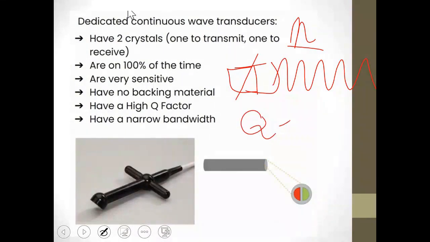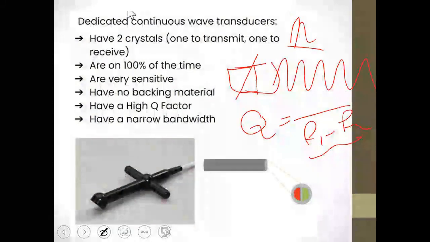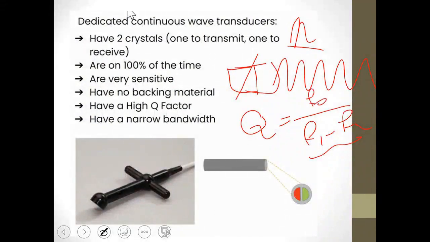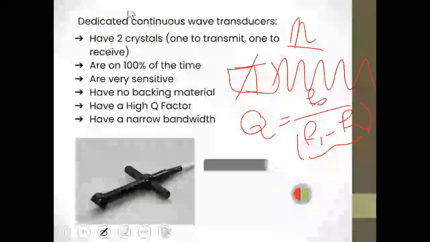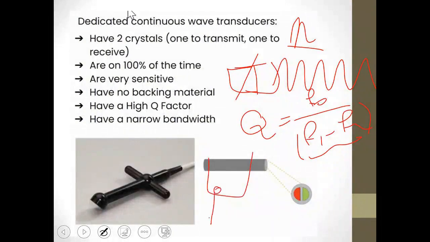Your bandwidth will be small. Remember the equation we talked about, which is the center frequency over the bandwidth. This means you are providing 100% continuous wave. You will use two crystals, one for transmission and one for receiving the wave, to produce the continuous wave Doppler. This is regarding continuous wave.